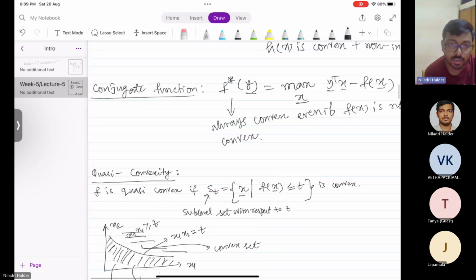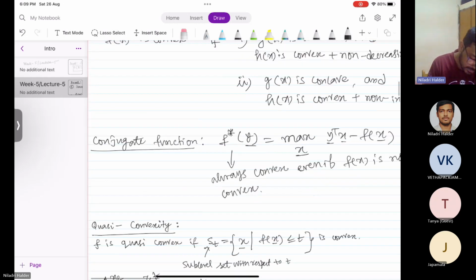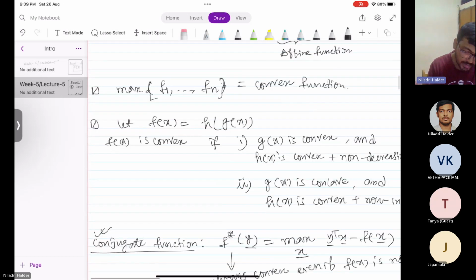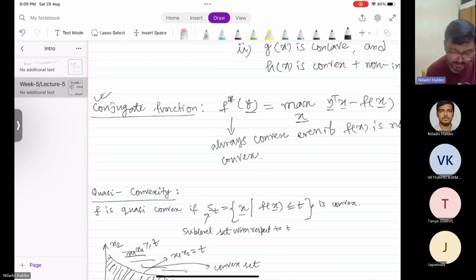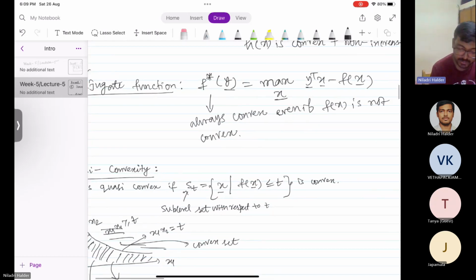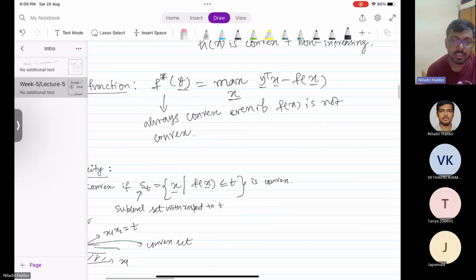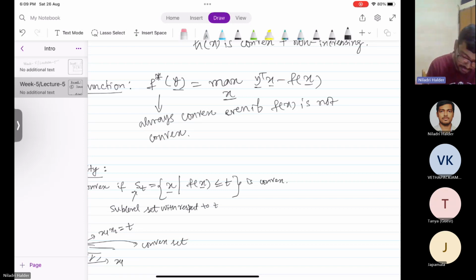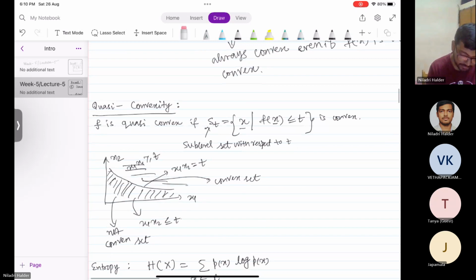Then what is the conjugate function? This conjugate function and convexity check are important for those assignments. So how do we find a conjugate function? The conjugate function is defined as f star of y equals max with respect to x of y transpose x minus f of x. If I find the max of this portion with respect to x, that is always a convex function, even if f(x) is convex or concave or anything else.